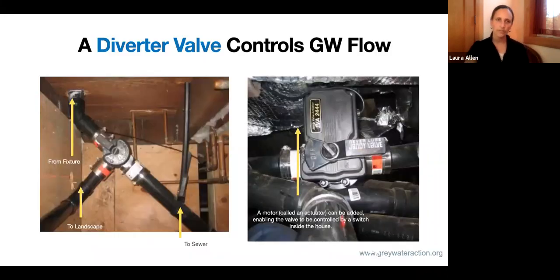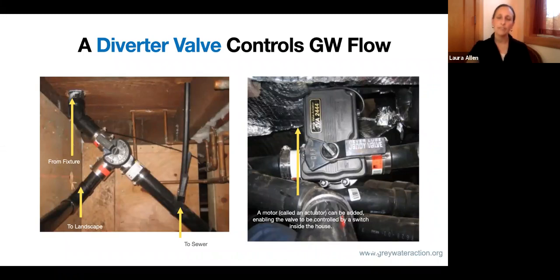So here are some pictures. The picture on the left is what diverting under the house looks like. It's coming from the fixture. It goes to that diverter valve, and then it can flow out to the landscape or to the sewer. Sometimes this can be really easy to access. Sometimes it's even in a wall of a home if you have a little access hatch, or it could be in a basement or a garage, depending on how the house is built. But oftentimes it's in the crawl space and you actually have to crawl on your belly through the dirt to get to that valve.